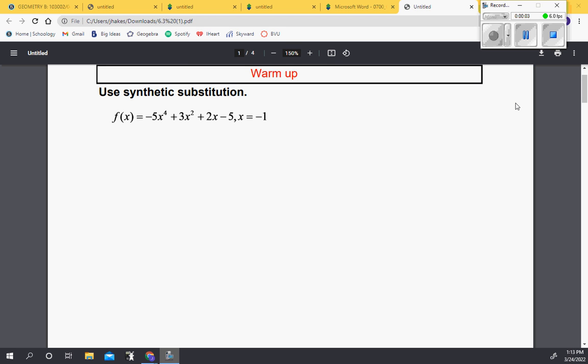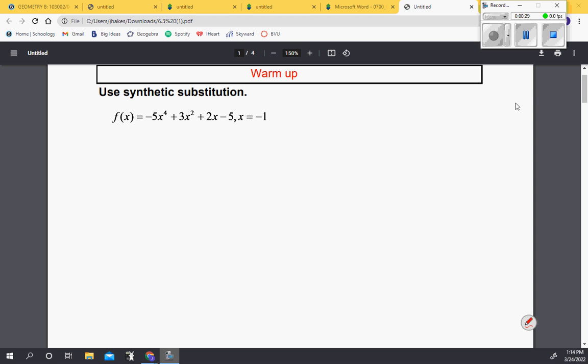Okay, 6.3, starting off with the warm-up. If we want to take 2.5 minutes to solve this, pause the video, and then take a couple minutes to try and solve this warm-up. Okay, solving this.